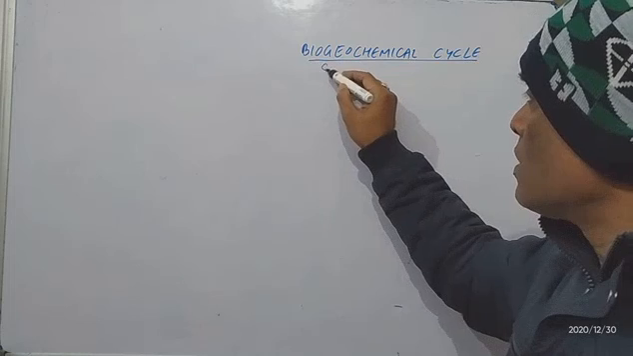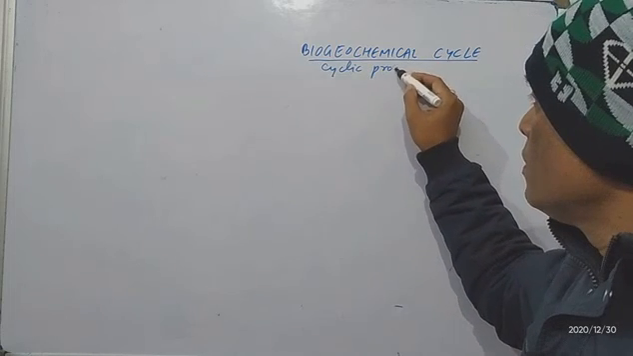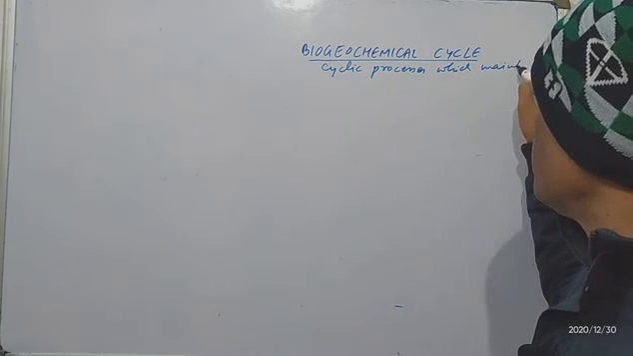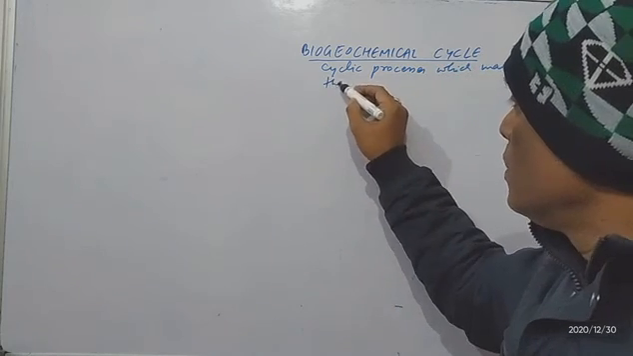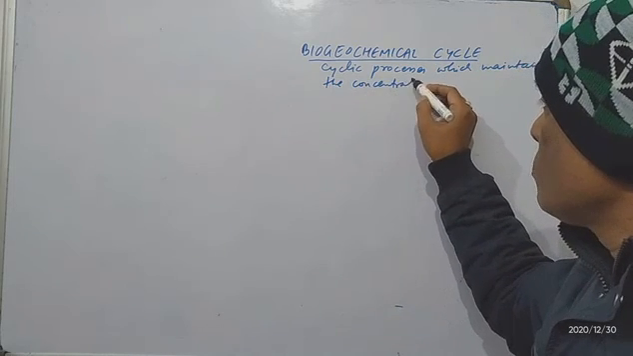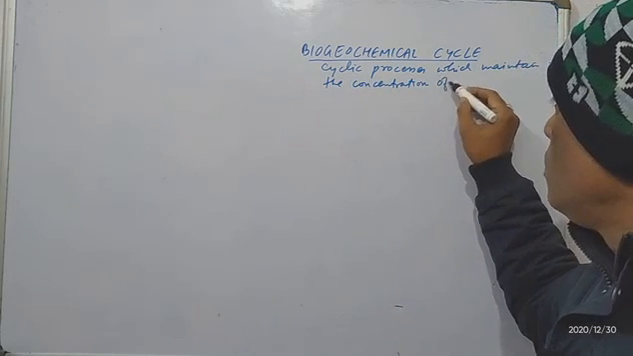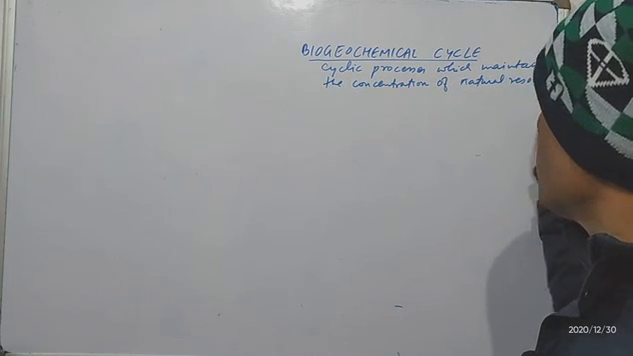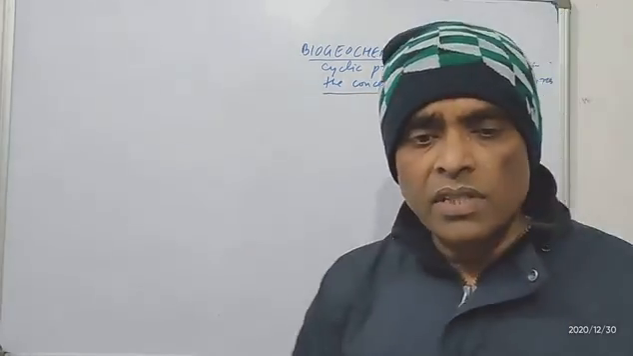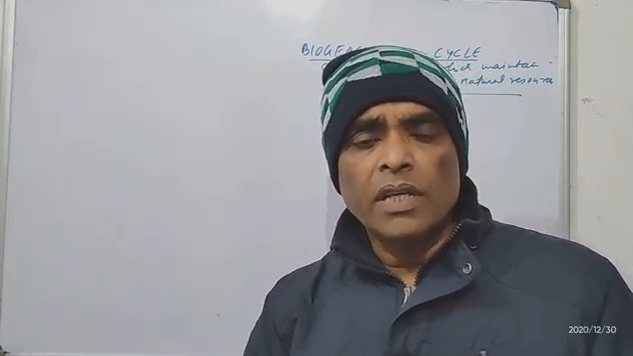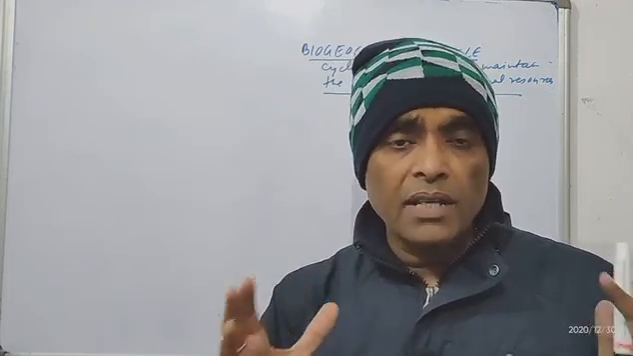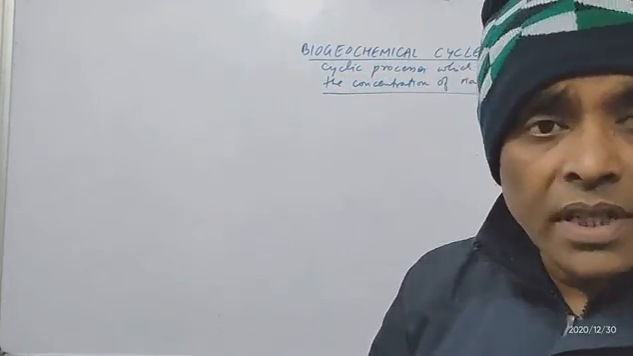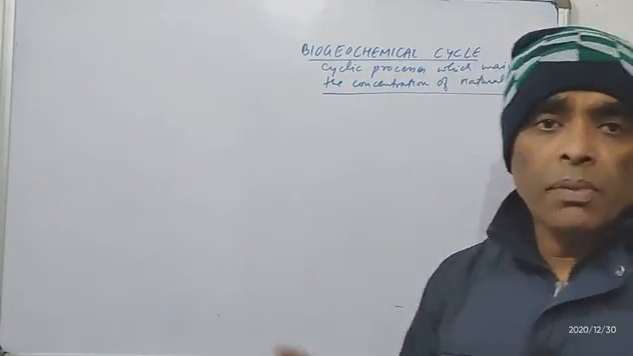Biogeochemical cycles are the cyclic processes which maintain the concentration of the natural resources. Cyclic process is a give and take relationship. Therefore, nothing is increasing, nothing is decreasing, a balance is maintained. Mind you, I have talked about air pollution, water pollution, soil pollution created by human beings, not by the nature.